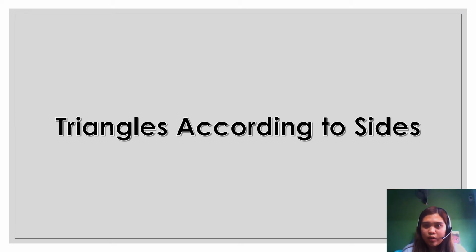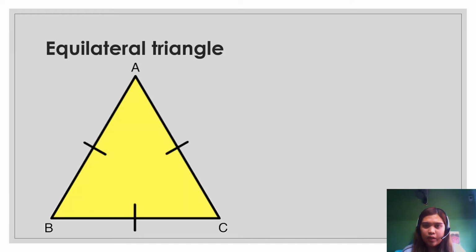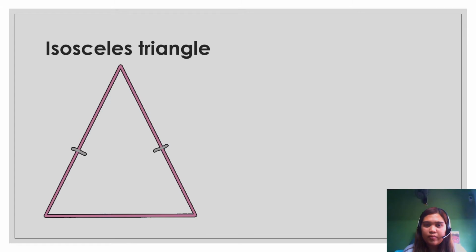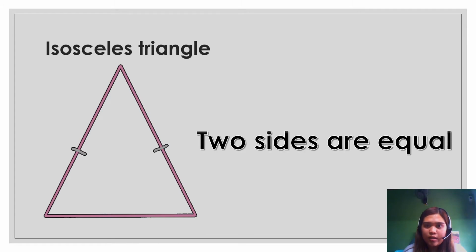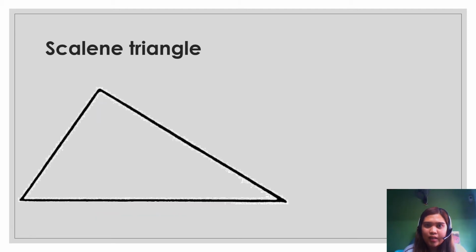Triangles, as polygons with three sides, can be identified according to their sides. We can name them as equilateral triangle, which is a triangle having all sides equal; an isosceles triangle, in which two sides are equal; and scalene triangle, which has three unequal sides.